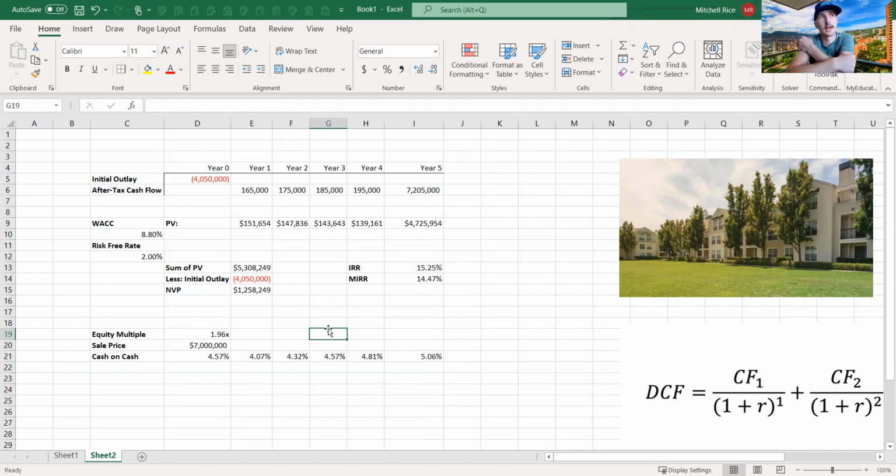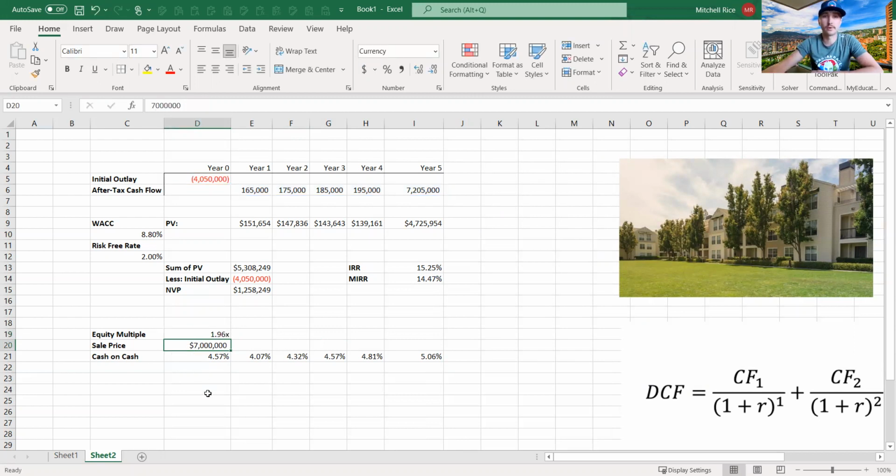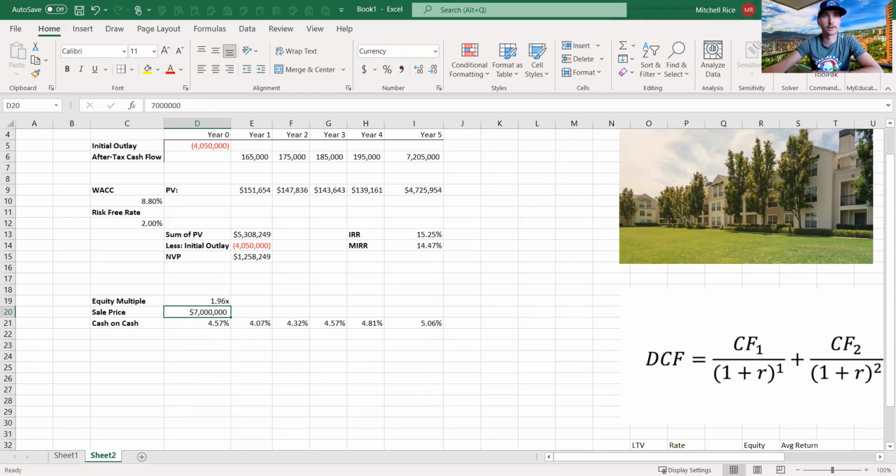So if you had an equity multiple of 1, you didn't create any value. You literally got out exactly what you put in. So hopefully that makes sense. Once again, equity multiple, it's exactly what it sounds like. It's your multiple on equity. Before ending this video, I'll show you guys one more thing.